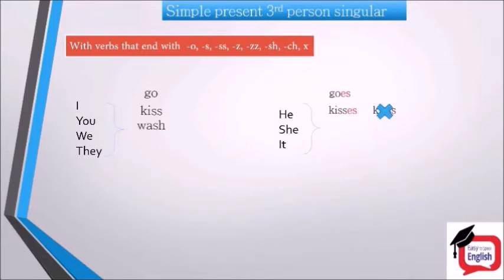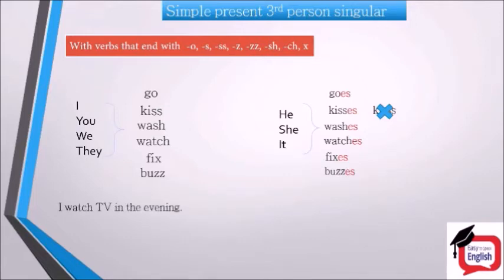Wash. Again, I will add ES to make it easy to pronounce. Washes. Watch, which ends with C and H, watches. Fix, fixes. Buzz, buzzes. Let's have an example here. I watch TV in the evening. She watches TV in the evening.